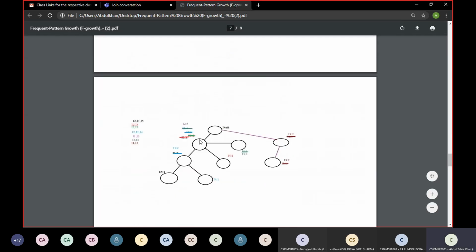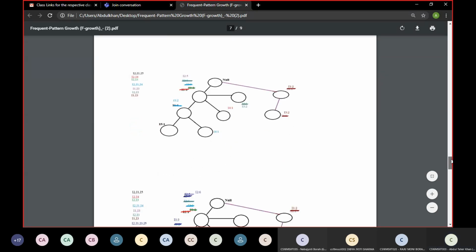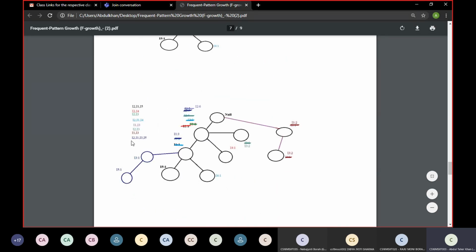Next, we have I1, I3, right? So we already have I1, right? From the null node, we go to I2 and increase the count, and from I2 to I1 we increase the count. And next, we have I2, I1, I3 and I5, right? To I3 means from the null node we'll go to I2 and increase the count to 6. Then from I2 to I1, we'll increase the count to 3. Then from I1 to I3, we'll increase the count to 1.